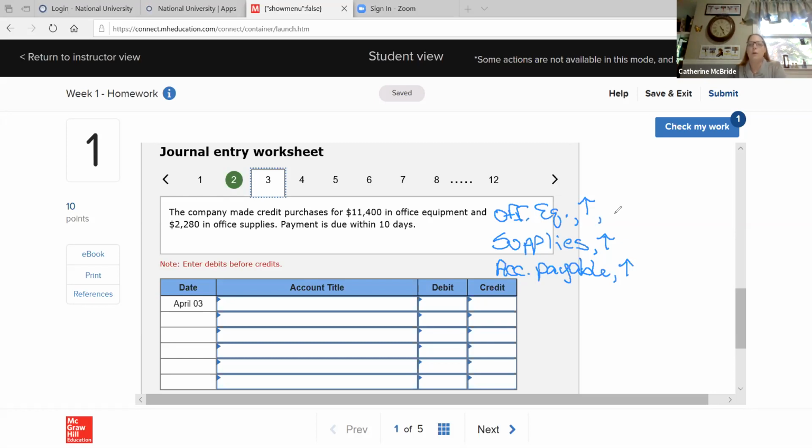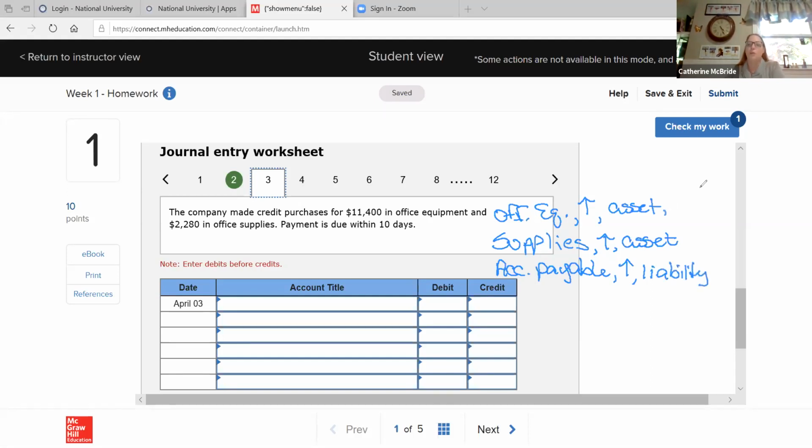What type of account is office equipment? It's an asset. You are right. What type of account is supplies? Also an asset. What type of account is accounts payable? We owe something. It's a liability.